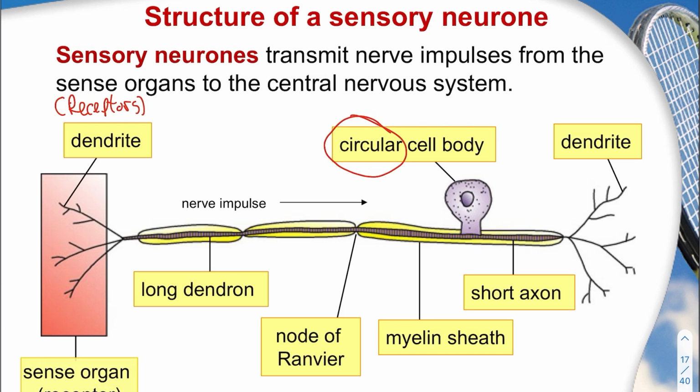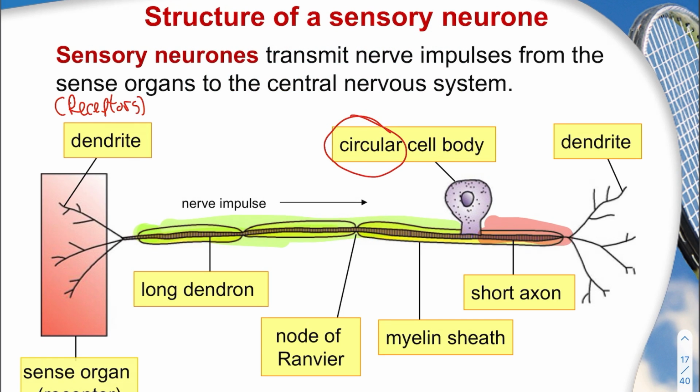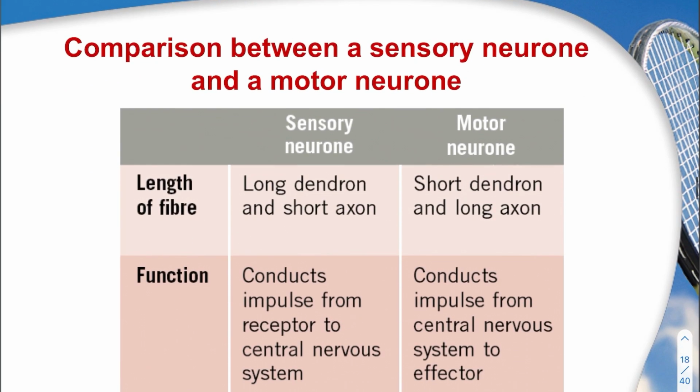Because of the position of the cell body, it also adjusts the length of the dendron and the axon, where the length of the dendron tends to be longer, as we can see in this position over here, whereas it has a shorter axon. The other portions are more or less the same, and it carries the same function just like the motor neuron. So in summary, this is the main difference between the sensory neuron and the motor neuron, where the sensory neuron tends to have long dendrons and short axons, whereas motor neurons tend to have short dendrons and long axons.